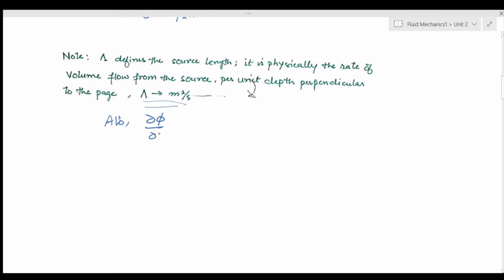So this much I already know, that del phi by del r is equal to my VR, and that would be equal to lambda divided by 2 pi r. Also, I know that 1 by r del phi by del theta is equal to V theta, and since in source or sink flow we have only radial velocity and no tangential velocity, this is 0. Like before, I am going to integrate my equation A with respect to r and B with respect to theta.